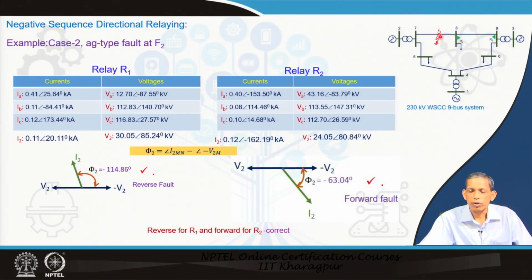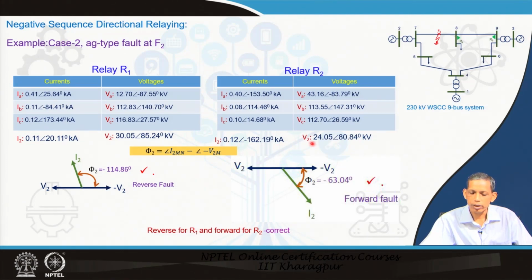Now, for an F2 fault, which is a reverse fault for R1 but a forward fault for R2, set of measurements I2 and this is V2, compute the phi 2, angle of I2 minus angle of minus V2. So, we got this phi 2 to be minus 114.86 degree, less than 180 degree, acceptable. So, this is a minus angle, which means reverse fault for R1. So, this is correct.